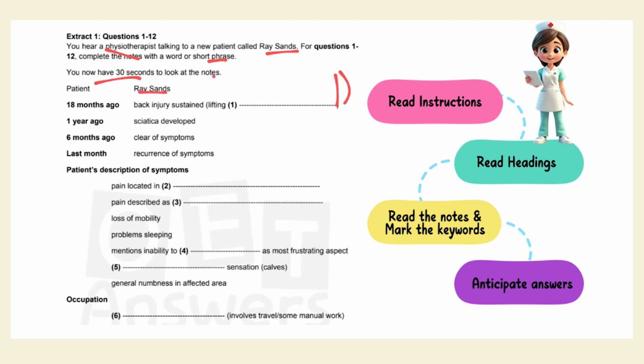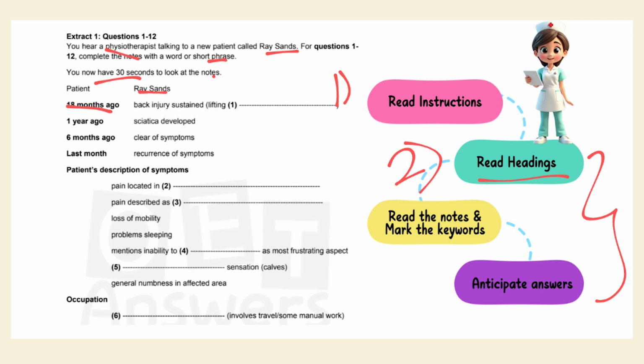Now, 18 months ago. Your second instruction is read headings. But don't only read the headings initially. At the same time, simultaneously, you have to read the headings, mark the question keywords, and anticipate the answers. The last three points you should do simultaneously, at the same time.